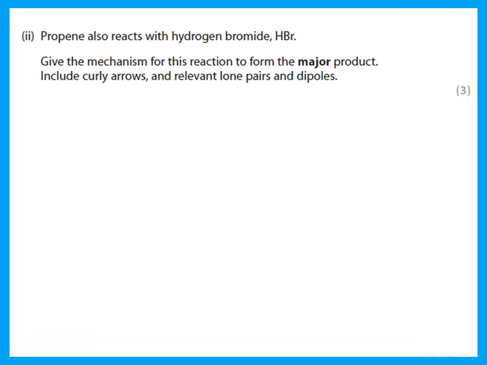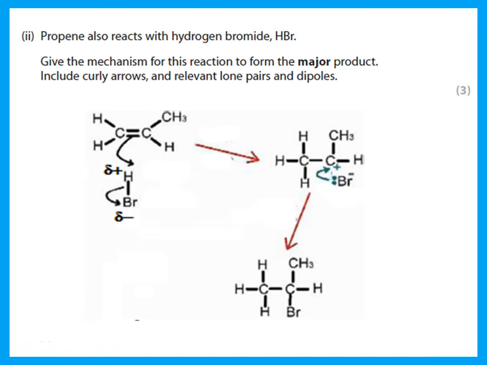Propene also reacts with hydrogen bromide. Now give the mechanism to form the major product, include curly arrows and lone pairs and dipoles. So this is the kind of mechanism that you should have. The HBr has a slightly positive charge on the H, and the Br has a slightly negative charge.